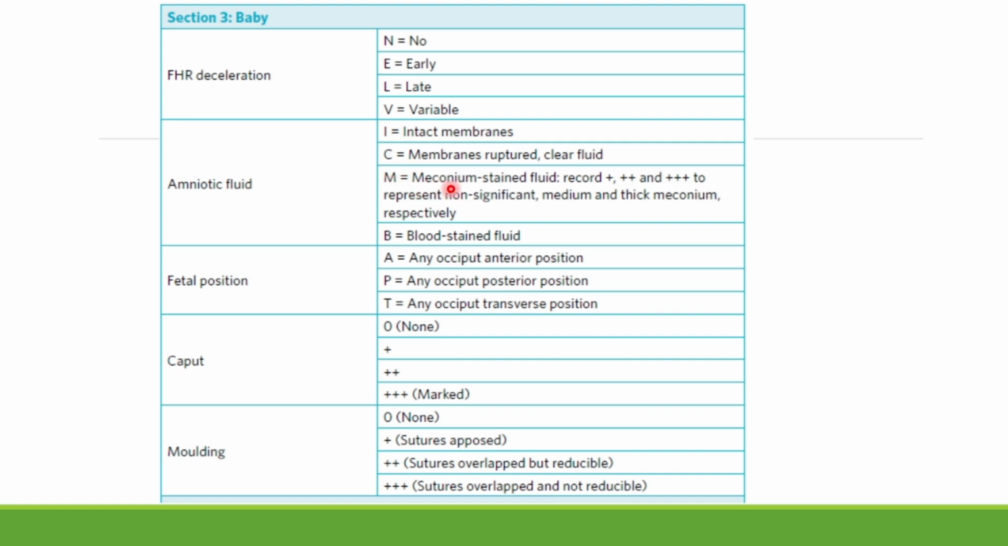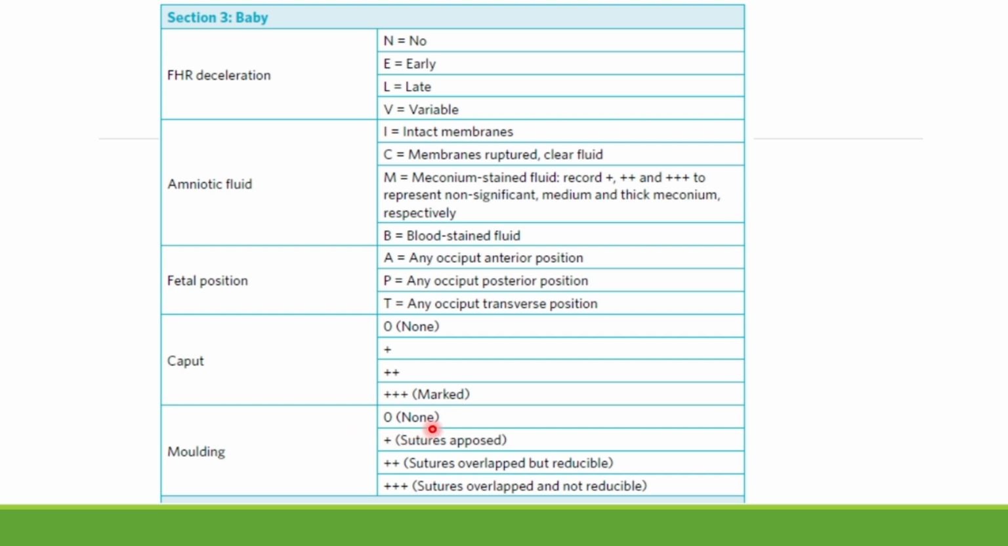And if there is meconium, is it 1 plus, mild, non-significant with adequate liquor, or is it 2 pluses, medium or thick, scanty meconium, this is 3 pluses. Blood stained, B. Occiput anterior, we write A, which is the normal, but the malposition is the P, occiput posterior, and the T, the transverse. The caput 0, 1 plus, 2 pluses, or 3 pluses, that is marked caput.